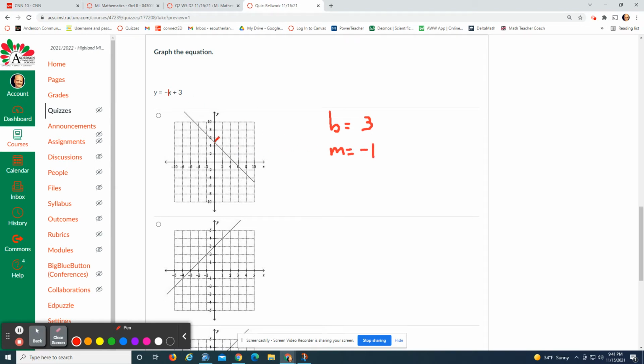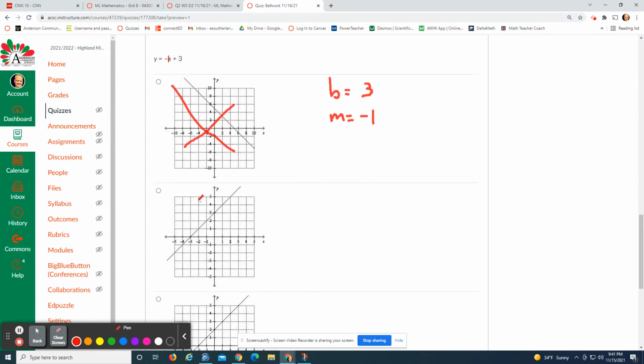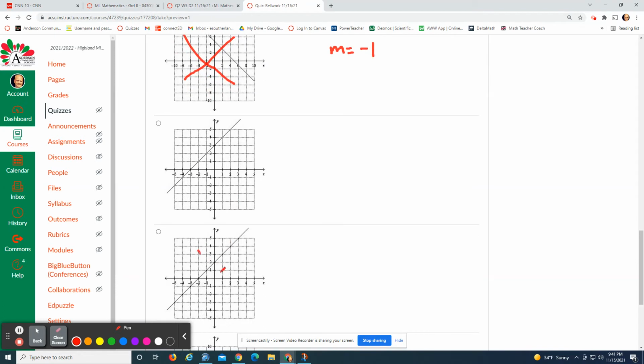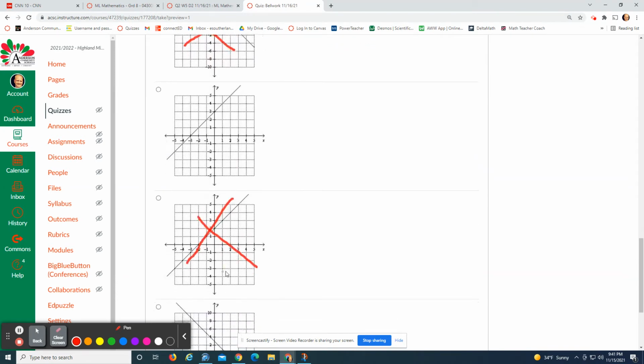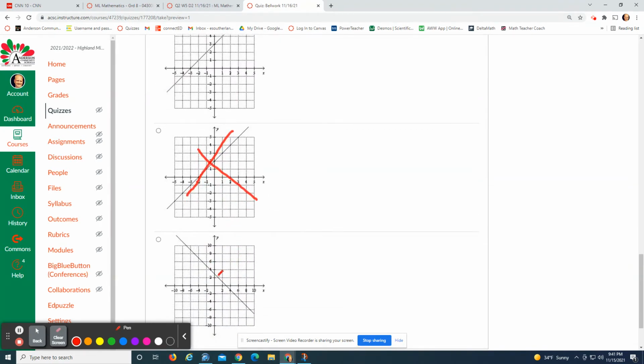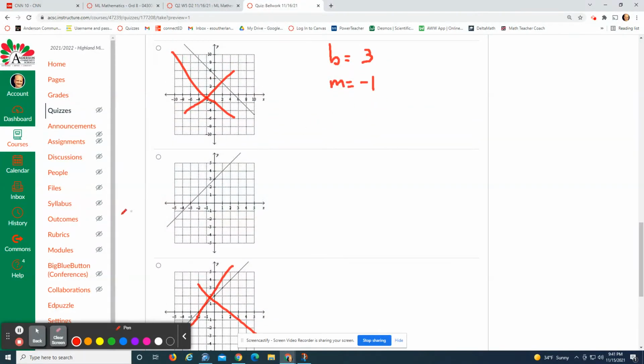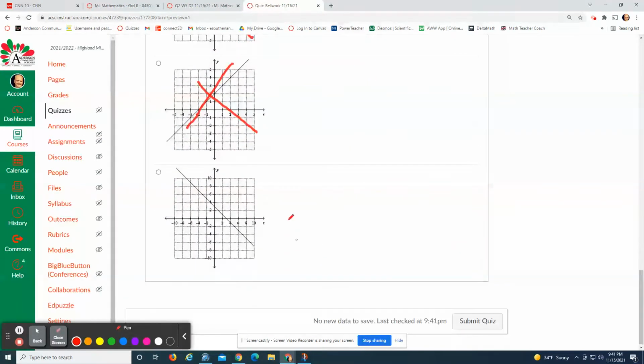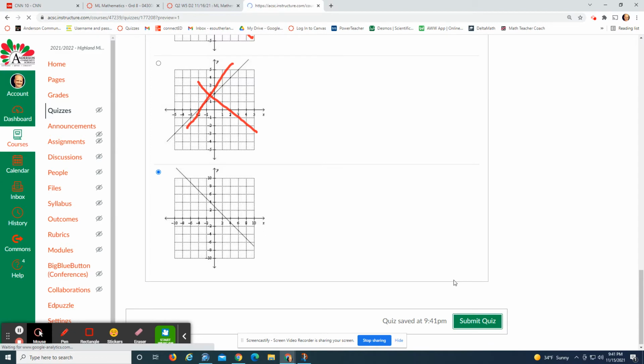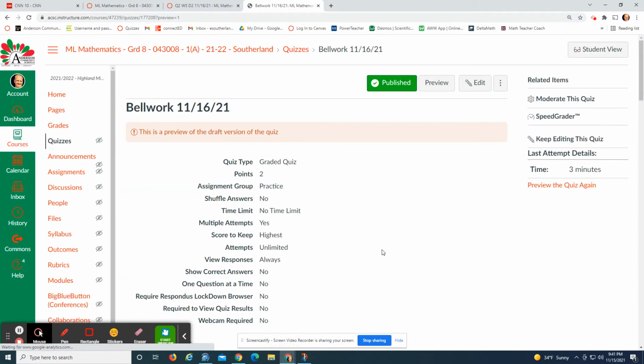And so this cannot be it because it crosses at 5. This could be it. This can't be it because it crosses at 2. And this one could be it because it crosses at 3. So now we've got to check the slope. The slope is negative. Again, this one left to right is going up, so it's positive. So it can't be this one because our slope is negative, which means it has to be this one. Go ahead and submit that. You should get a perfect 2 out of 2.